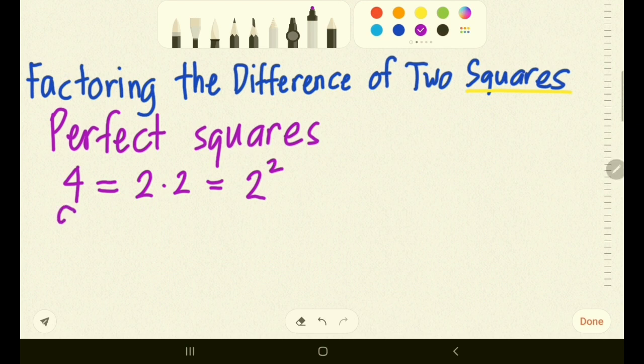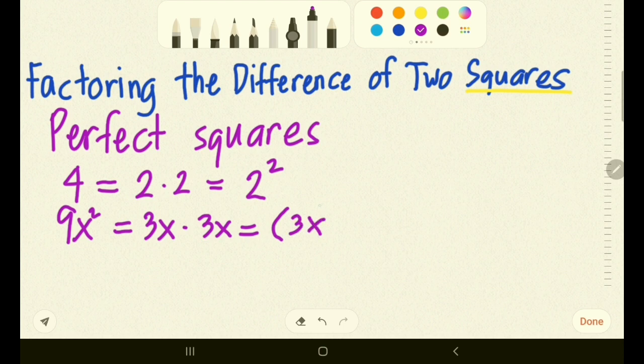Another perfect square is 9x squared. 9x squared is 3x times 3x. So express that to the power of 2. That is the square of 3x. So we're done with the perfect squares. How about when we're going to get their difference? The difference of 9x squared and 4. What do you think are the factors for this given polynomial?